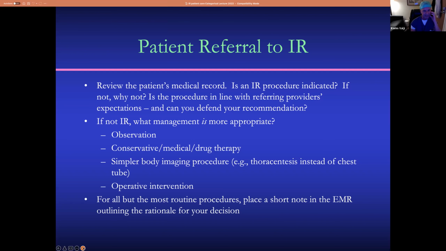Once you've done all that and made a decision, you should ideally place a note in the record with the rationale for your decision, just like a surgical consult. Obviously for routine things, it's hard to have time to do that. But otherwise, you want to put a note outlining what you just described. So this is really where the most important art of IR is: deciding, should we do it and what should we do? And that decision is up to you.